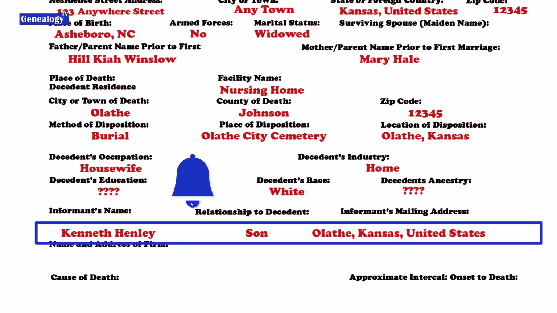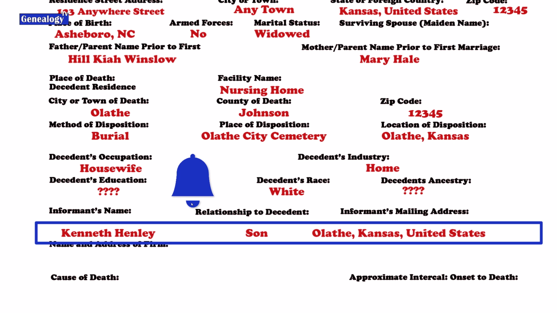Now, this is where we want to really evaluate for a moment. The informant is a son. So anytime we have someone who is not a witness to the event, now he may have been a witness to the death, so that might be primary information within this death certificate, but he could not have been a witness to her birth, so her birth date and her birthplace may be secondary information.